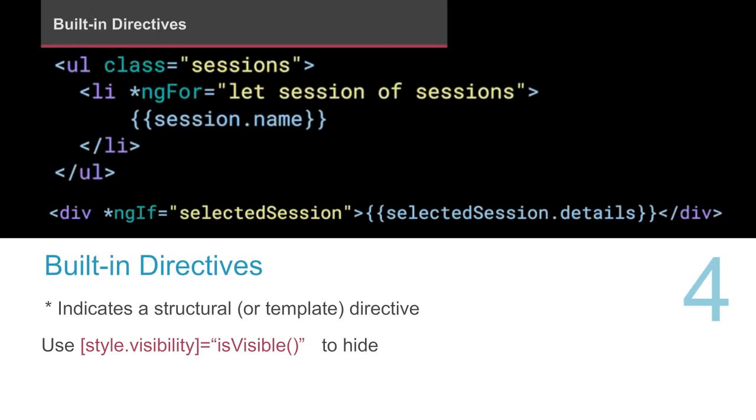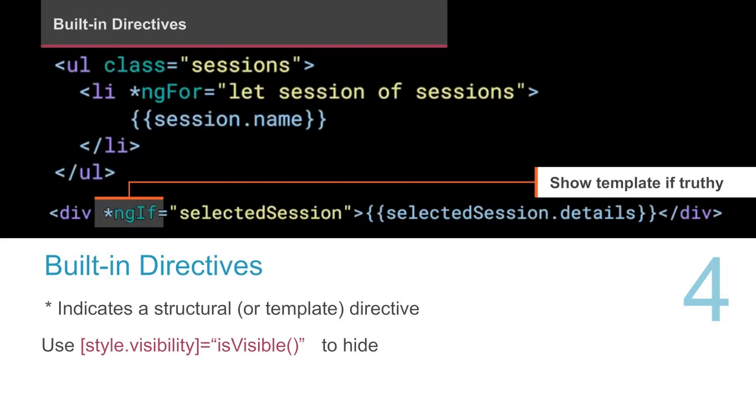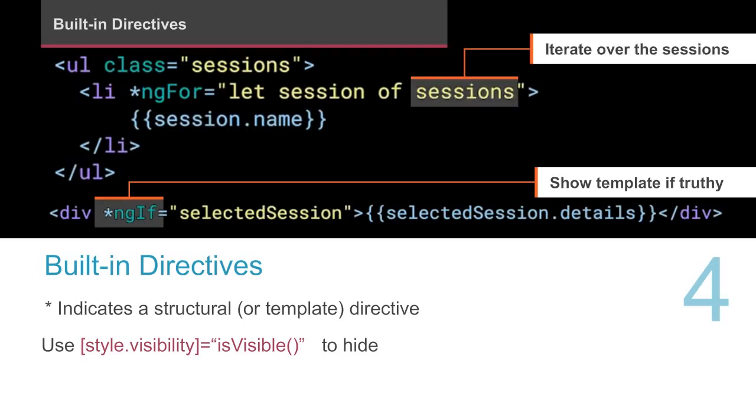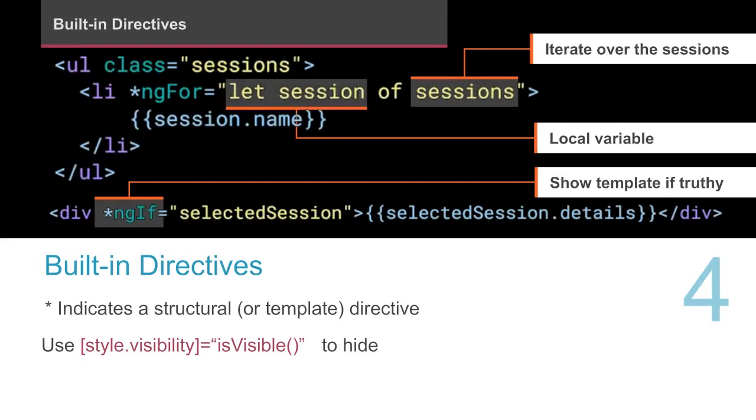So to recap here, the if is going to say show this template if there's a true value in here. And truth is just a term in JavaScript. Basically it says if selected session has a value, show it. If not, don't bother. And then up top, we're going to iterate over all these sessions. That's my array of sessions, which should be inside of my model, my component. And then this session, the let session of sessions, that session becomes a local variable which I can use as the iterator. Pretty cool.